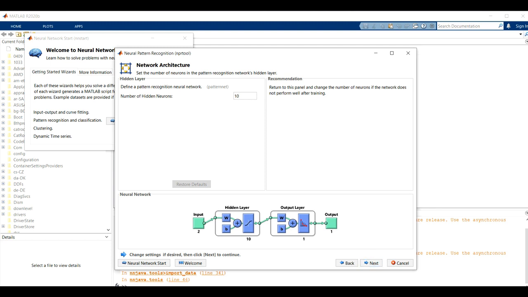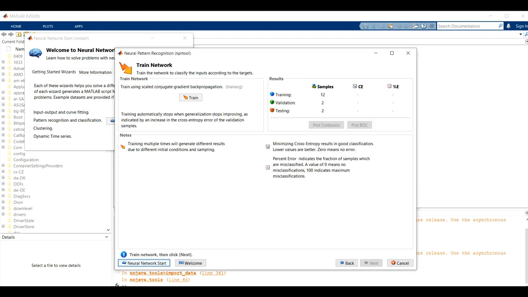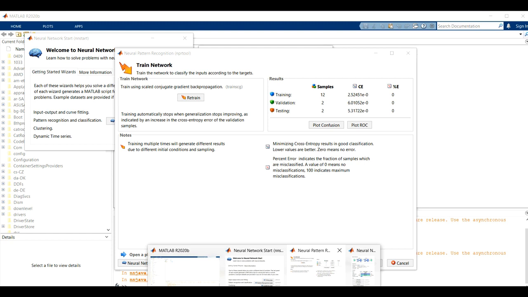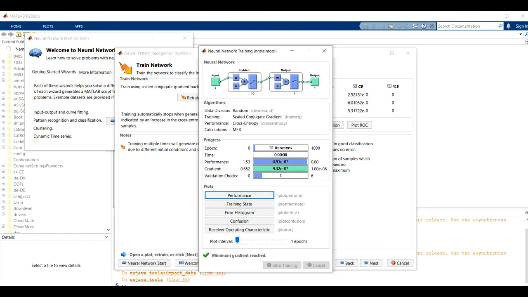Let it be 10. We can see the input is 2, the hidden layer is 10, and the output layer is 1. Our output is 1. So next. Now here on the left hand side you can see train. Click on it. So now the problem is trained here. Now plot the confusion matrix for the performance evaluation. There were 31 iterations that happened here.